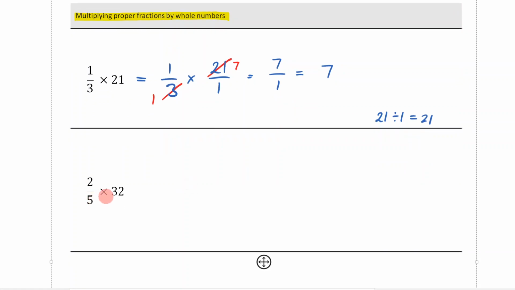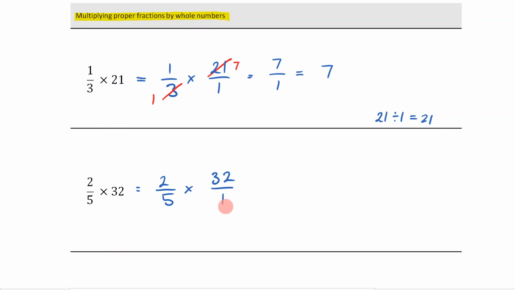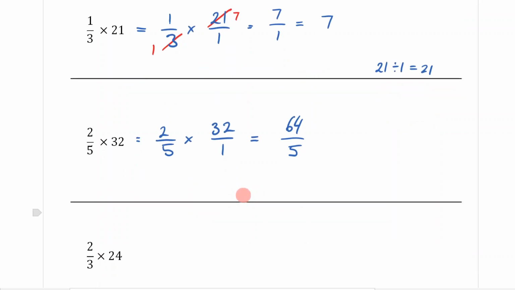We have 2 on 5 times 32. Well, we're going to do the same thing. We're going to rewrite it 2 on 5 times, but instead of 32, we're going to write 32 on 1. Now, once we've done that, we have to look at this for a while and say, well, can we simplify here? Can I simplify, if I get my red out, can I simplify vertically? No. Diagonally here? No. Diagonally here? No. I can't cancel anything here. So that means I'm just going to have to multiply. So it's just going to be 2 times 32 is 64 and 5 times 1 is 5. And I'm done.